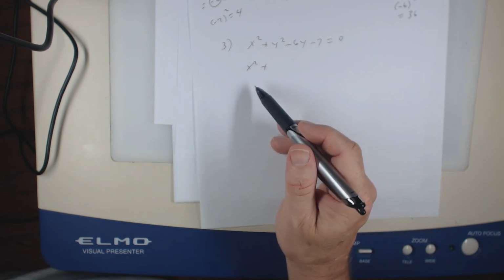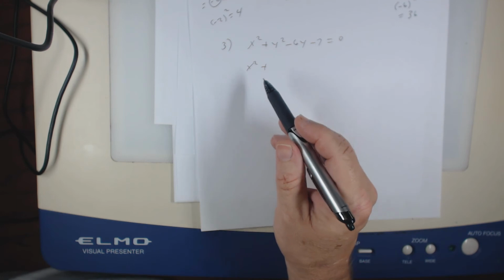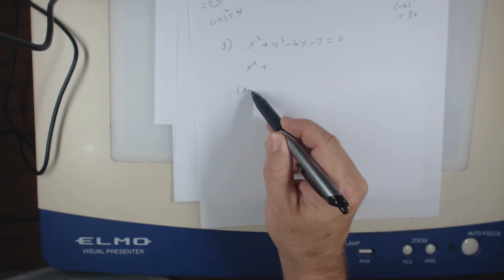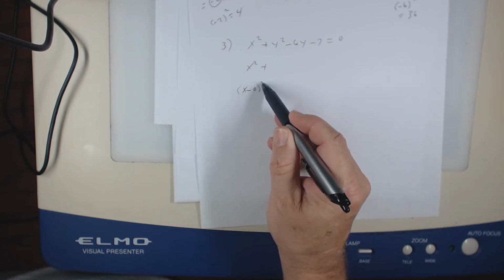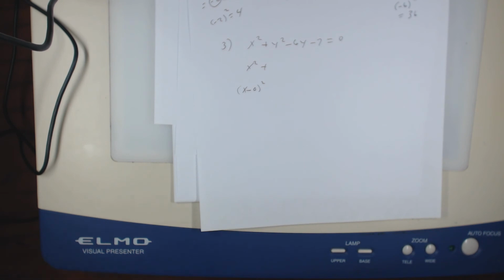Can I write this as a binomial squared? Yes. What is it? X minus 0 squared. So I don't have to complete the square in the x's because it's already written as a binomial squared. I'll show you what it's supposed to look like, but in your mind, that's what you have. You have x minus 0 squared. So y'all agree I did not have to complete the square in the x's?